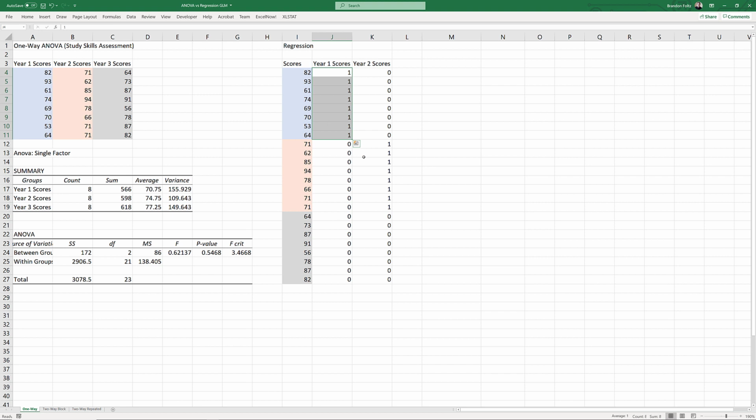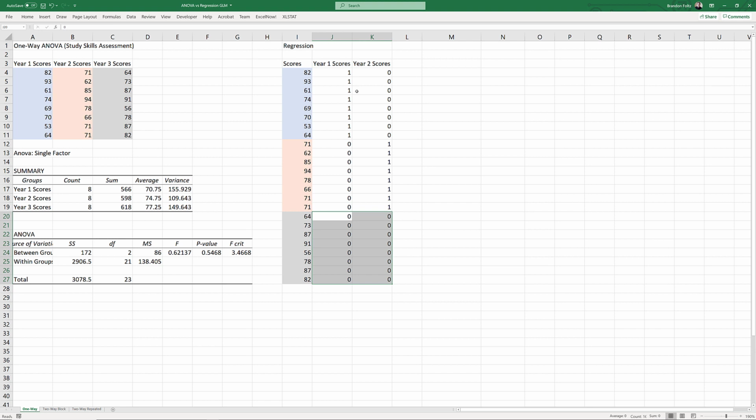So that's the first 8 measurements. Then we do the same thing for the year 2 scores over here in this column. And then any score in year 3 gets 0 for both columns. And again, that's how dummy variables work when we put them into a regression model.